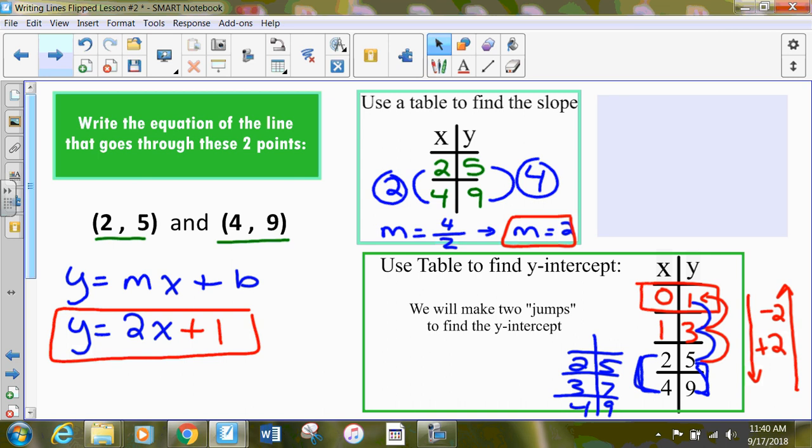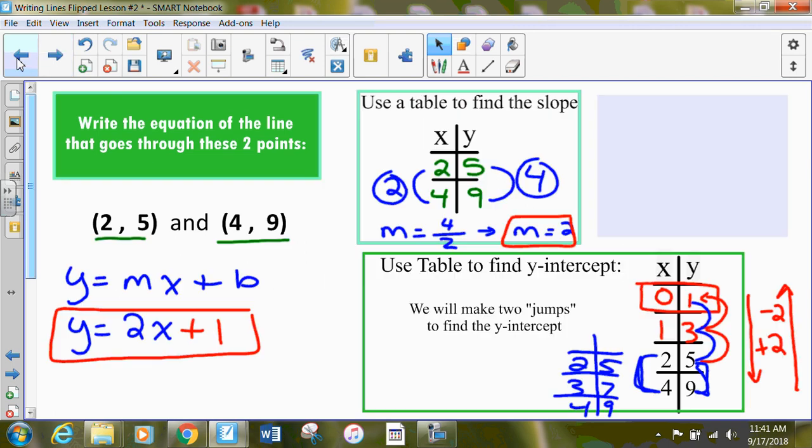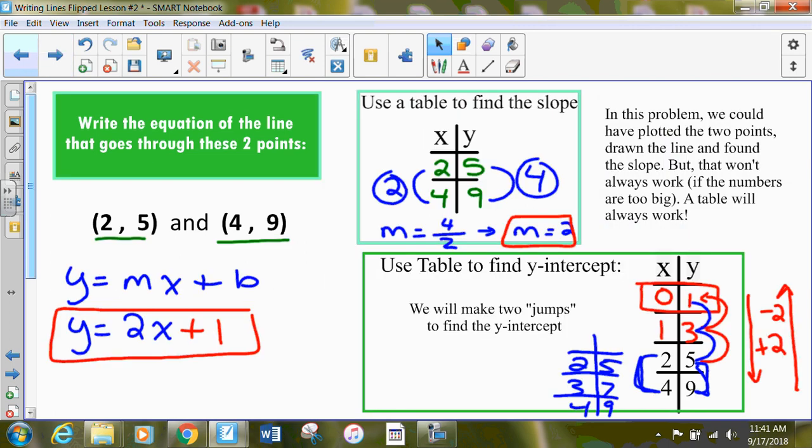We're going to be looking at 2 points, using our table to find the slope, and then using a second table to find the y-intercept. Oops, I wanted to go ahead and show you this real quickly. In this problem, we could have plotted the 2 points, drawn the line, and found the slope. But that won't always work if the numbers are too big, right? And a table will always work for us.